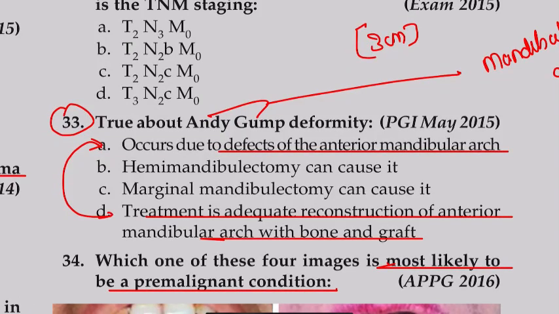True about Gunslinger deformity? It occurs due to defect of anterior mandibular arc and treatment is adequate reconstruction of anterior mandibular arc with bone graft.